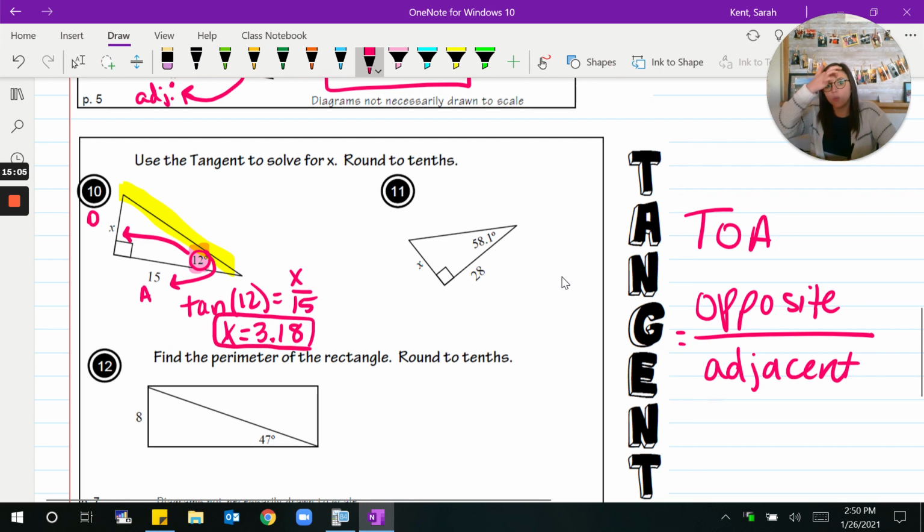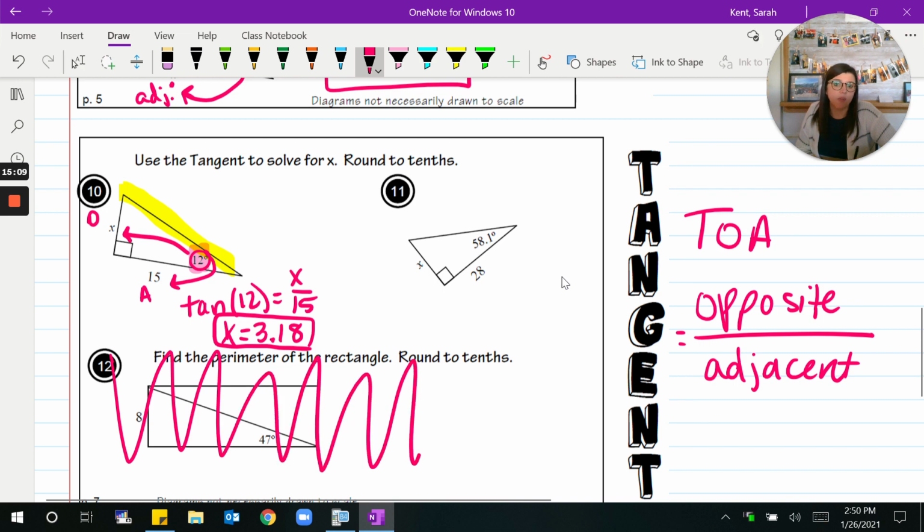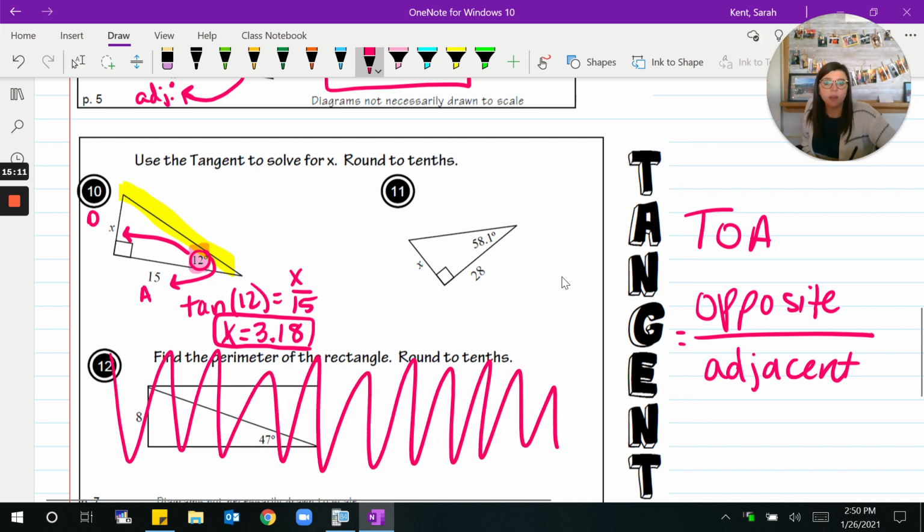All right, and I'm just going to do one more, just number 11. We won't worry about number 12. So on number 11, if I look at my angle, I've got 58.1. I look at my hypotenuse across from the right angle, and it is empty. So that means I need to use the opposite and the adjacent.